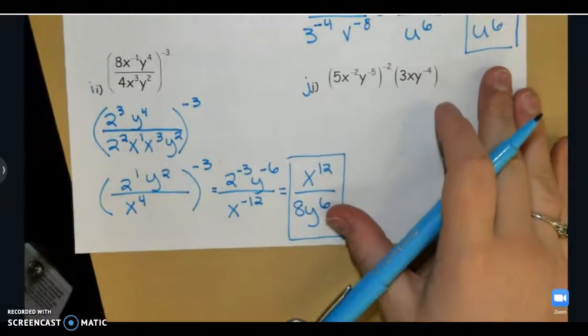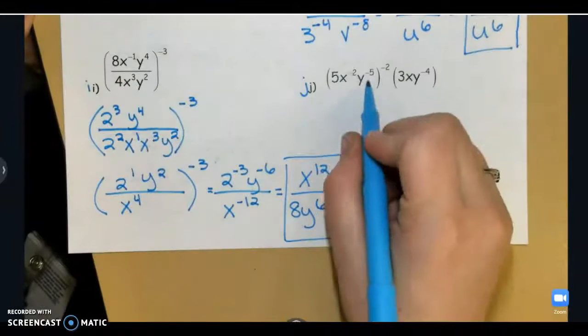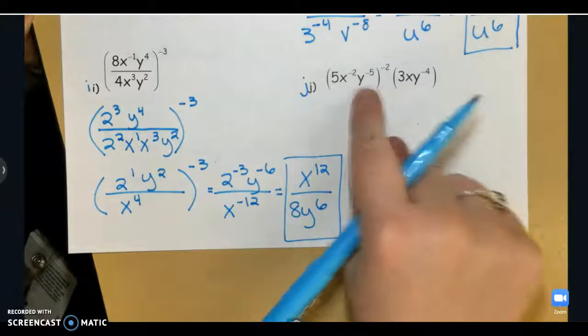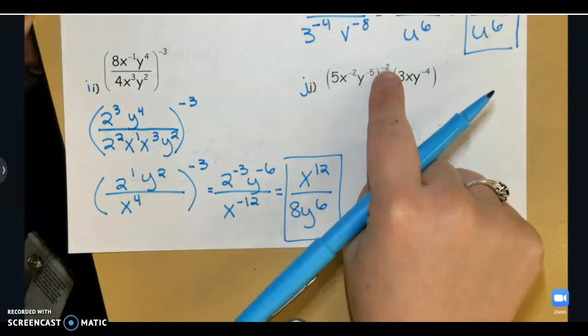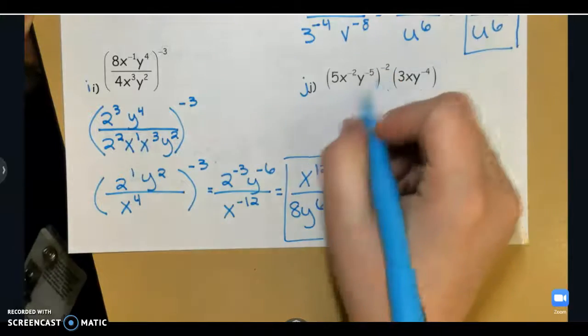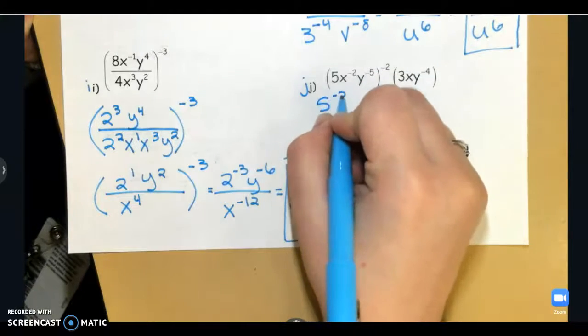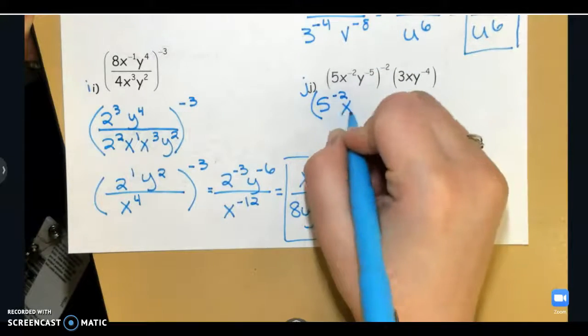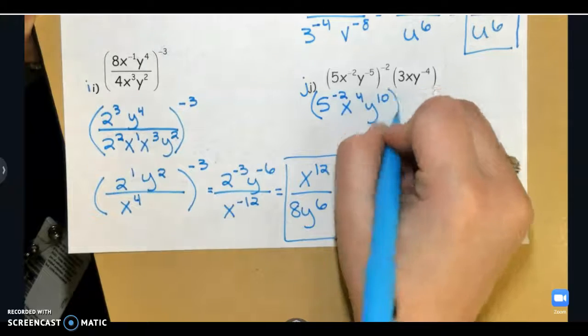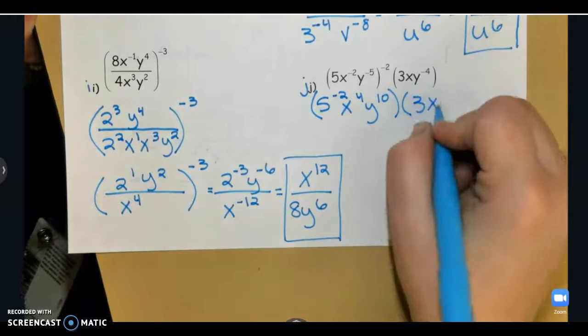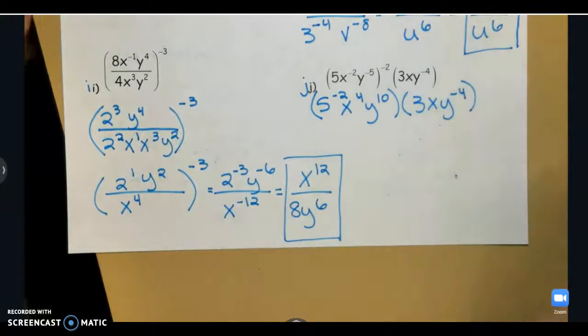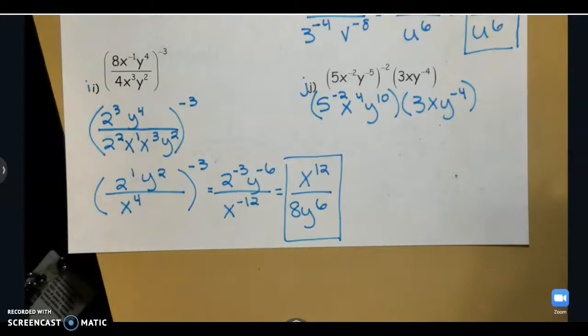Okay, last one, this JJ here. I don't have anything that I can simplify inside my parentheses, so I'm going to go straight to distributing that outside exponent here. So that's going to be 5 to the negative 2, x to the positive 4, y to the positive 10, times 3xy to the negative 4. So what I'm going to do here is, again, combine my like terms and figure out what then needs to move to one side or the other.